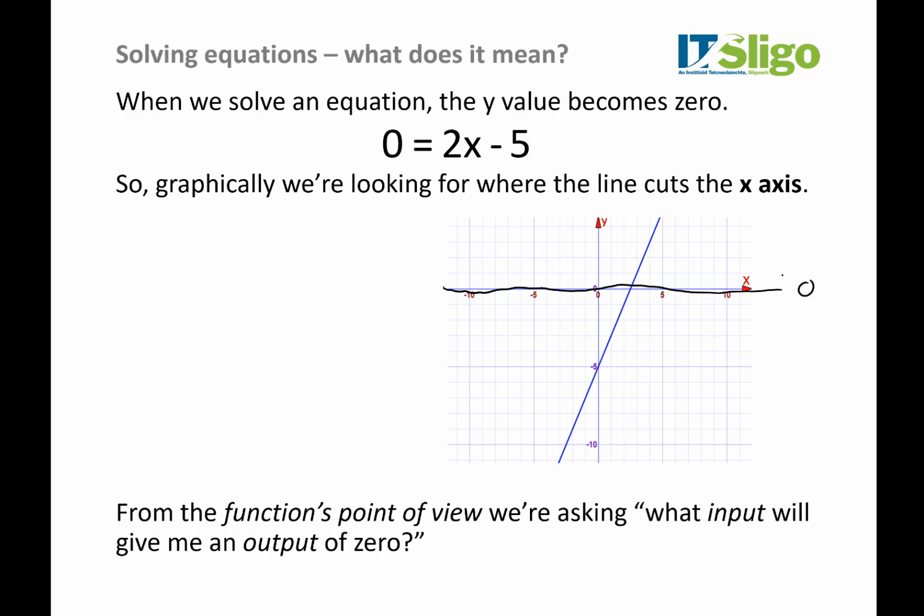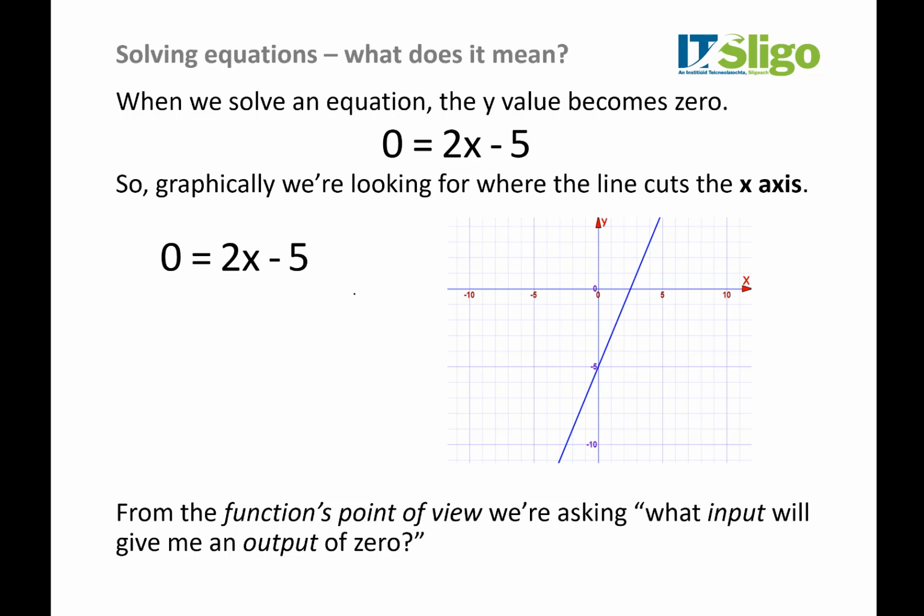There's my line, y is equal to 0. That horizontal line represents y is equal to 0. And we're asking, what's the x value? Where does the curve cut that horizontal line? That's what we're really looking for. What input will give me an output of 0?